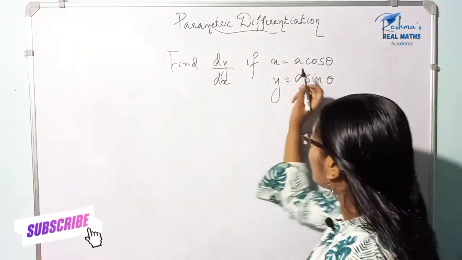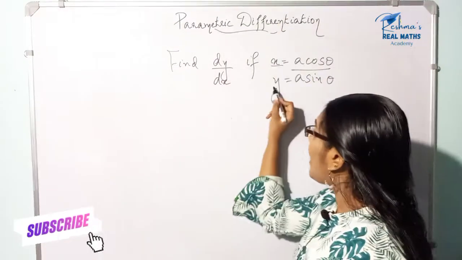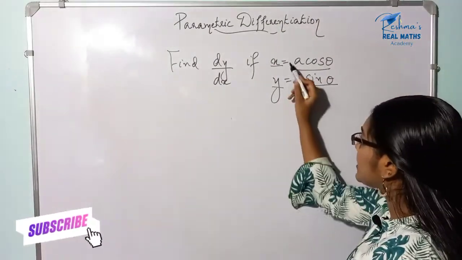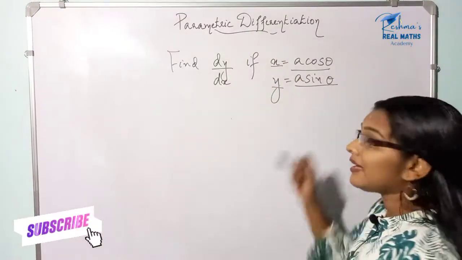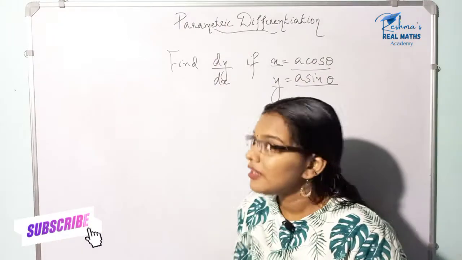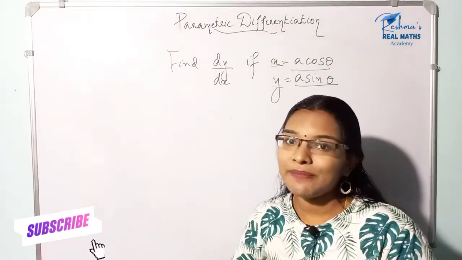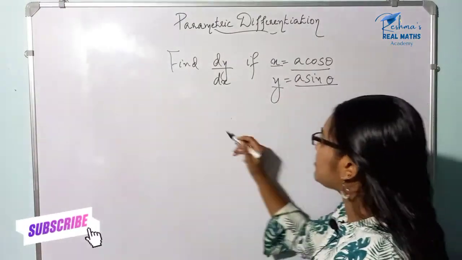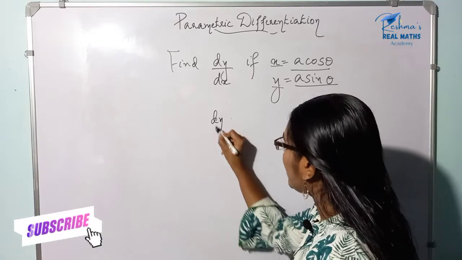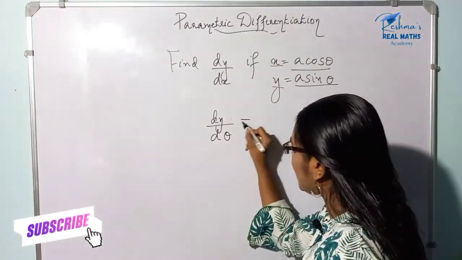Why is it so? Because x is given in terms of theta as well as y is also given in terms of theta. So look at the question here, x as well as y depends on the third variable theta. So in such type of questions, we have to apply the formula which I mentioned earlier. Clear? So first what we have to do? First we have to differentiate y with respect to theta. That is dy by d theta.